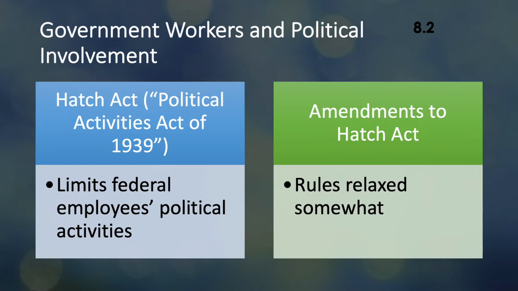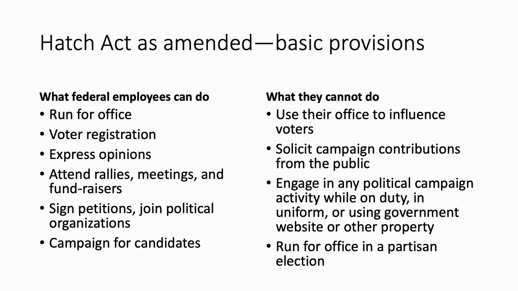First, part of the accountability of government workers in the bureaucracy has to do with politics. They're not supposed to get involved in politics in certain ways, and I'm going to explain that to you. The key piece of legislation is something called the Hatch Act, or the Political Activities Act of 1939. It limits what federal employees can do in the realm of politics, and it's been amended, and the original rules were stricter than the rules that we have today, so there's been a bit of relaxation. So I'm going to go over them briefly for you, what federal employees can and can't do.